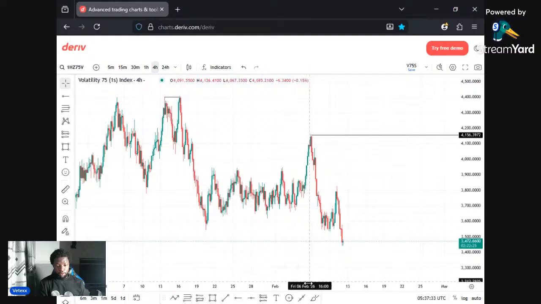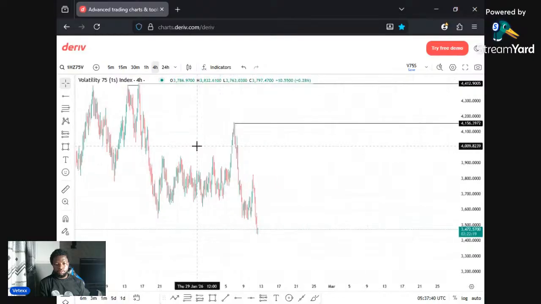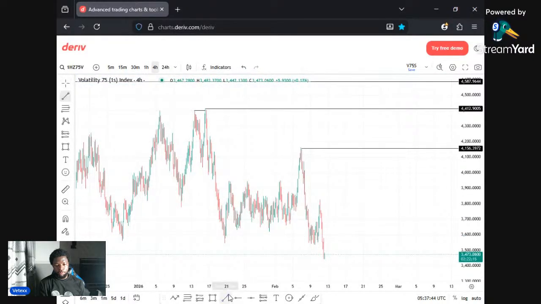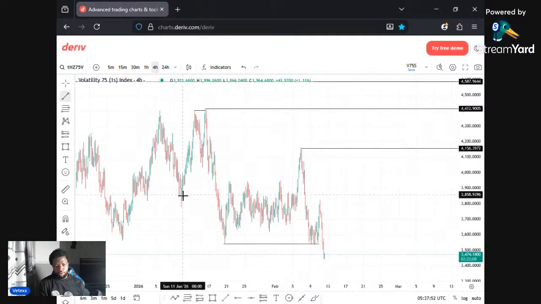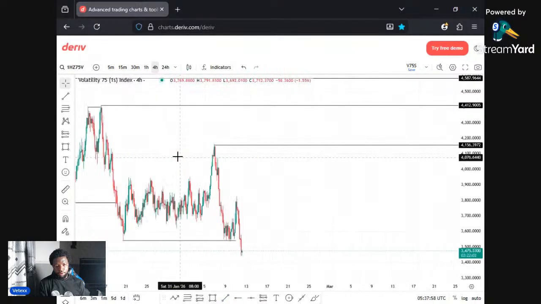So we have this, and then this becomes what? Super liquidity, second breakout structure, which is the first. And we can use this. So this becomes our zone.